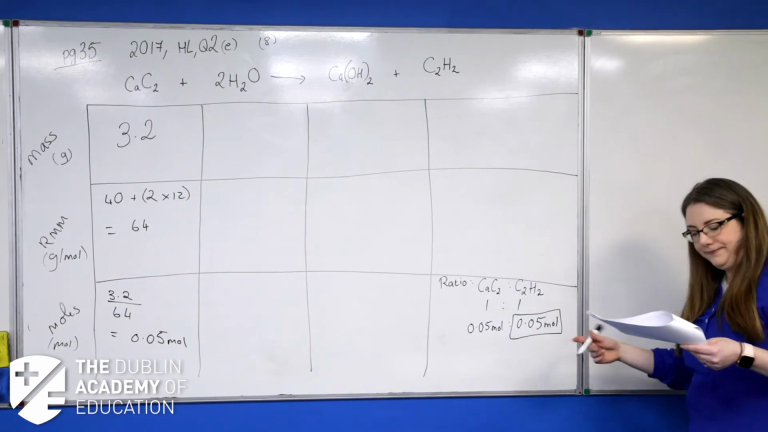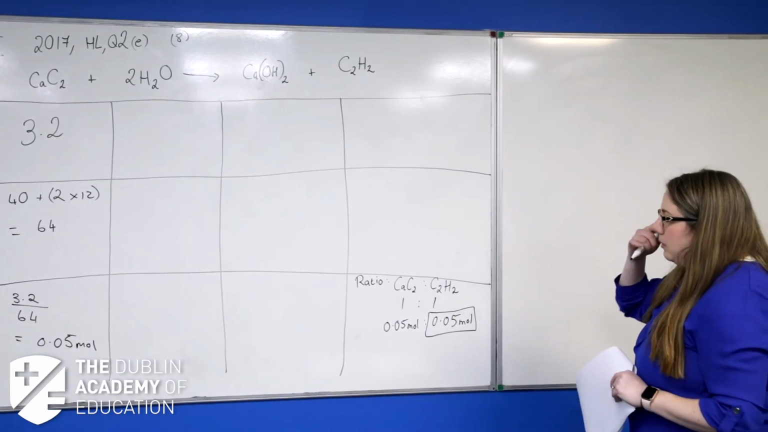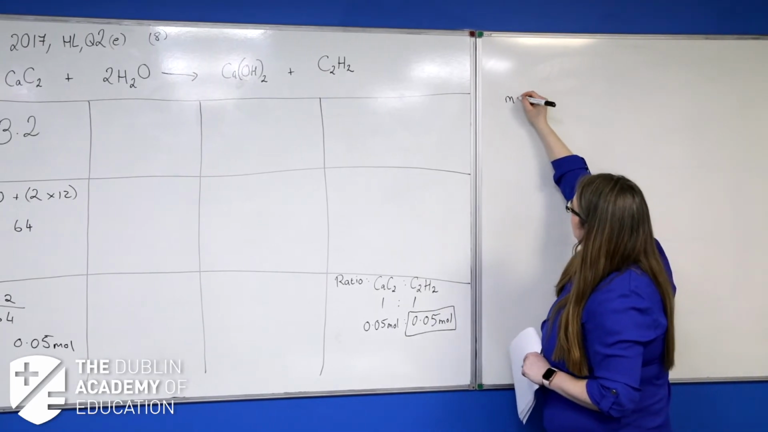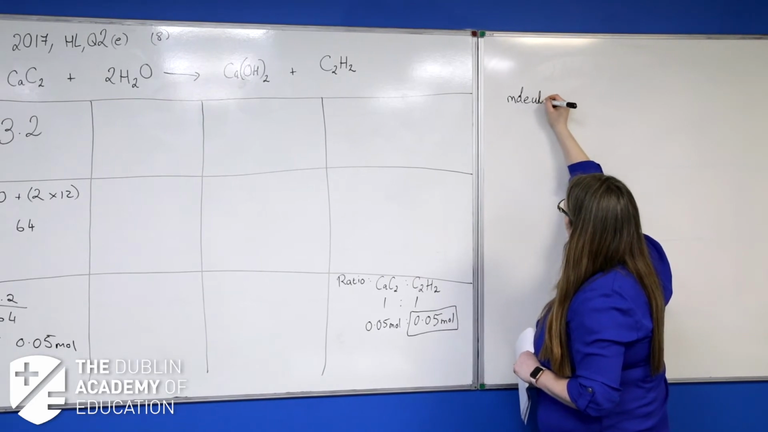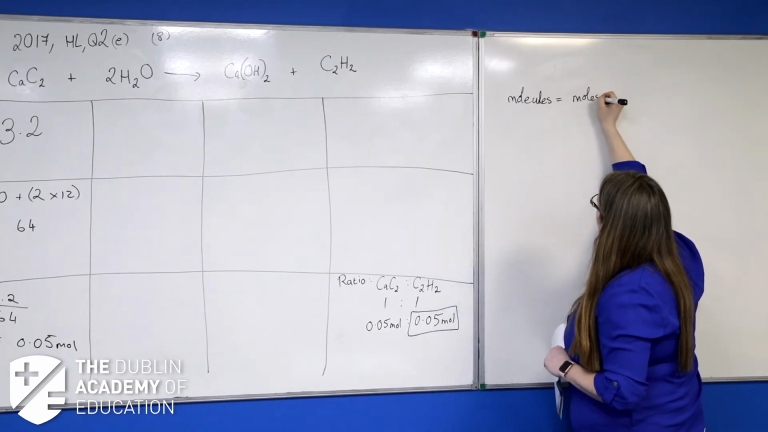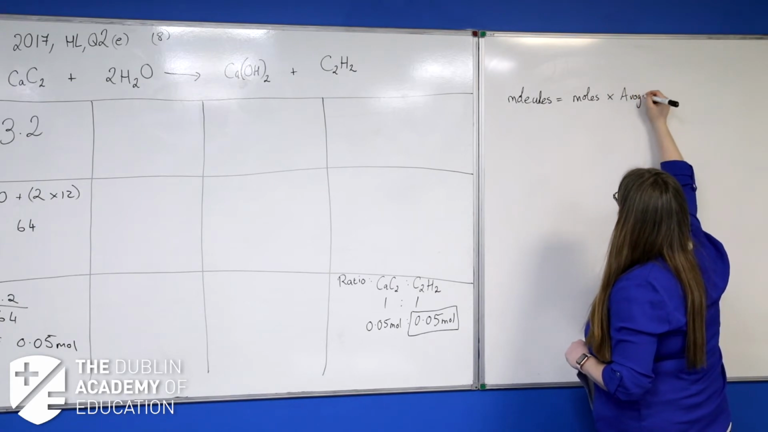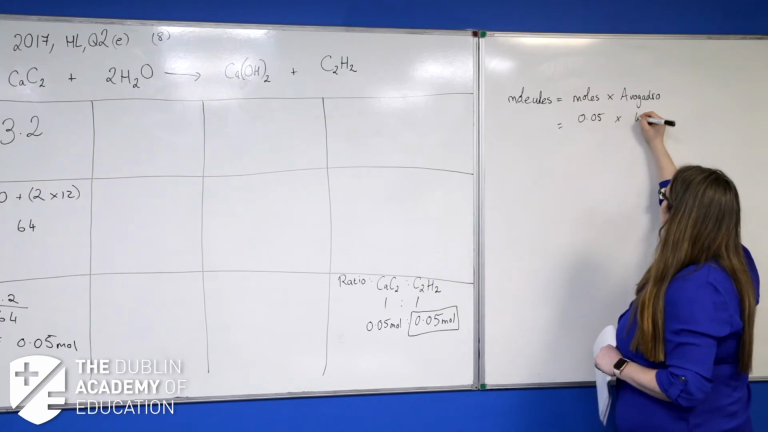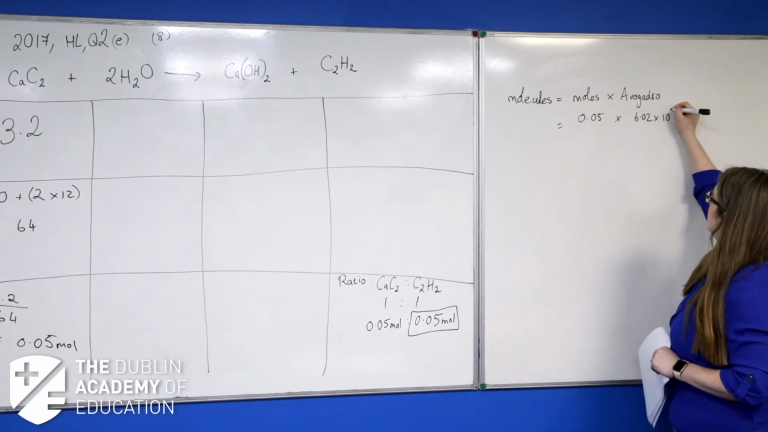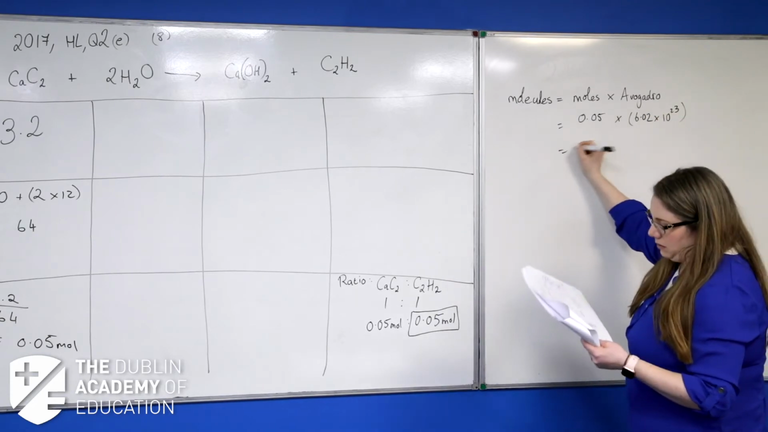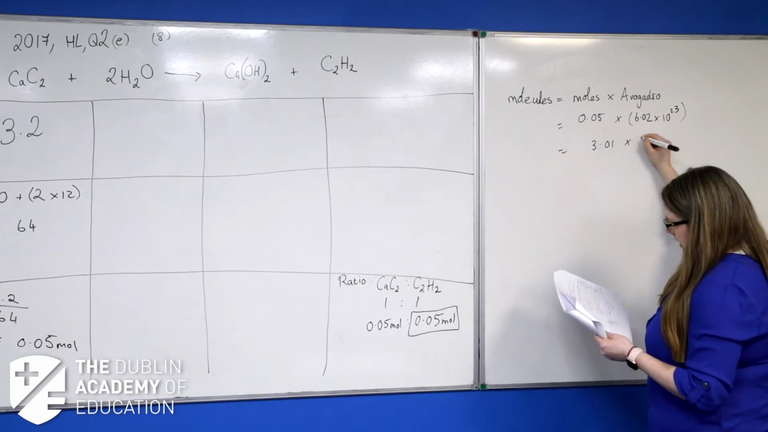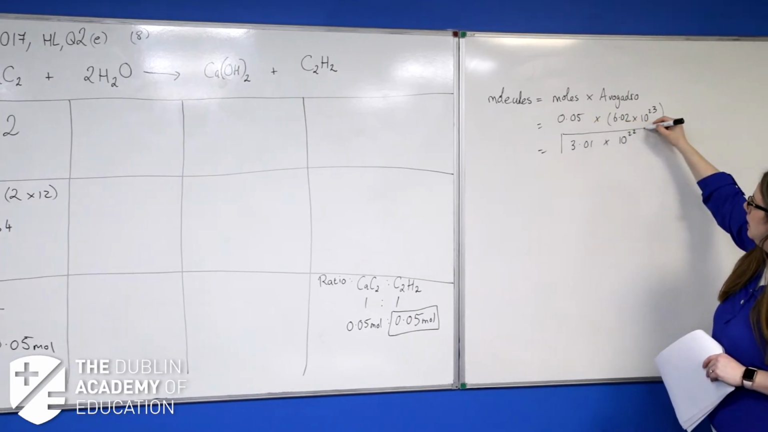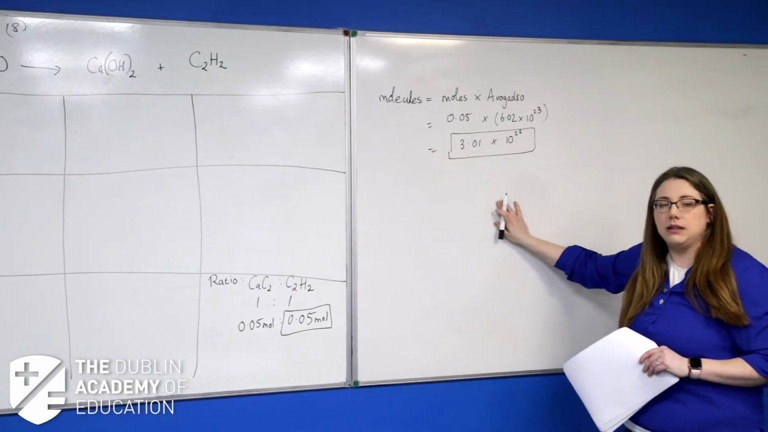We know the number of moles. From there, once you know the number of moles, you can work out molecules. Because it's the number of moles times Avogadro, which is 0.05 times 6.02 by 10 to the 23, which is 3.01 by 10 to the 22. And that's how many molecules of ethyne are formed in the reaction.